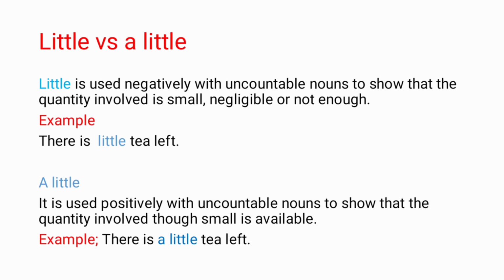The second one is a little. A little is used positively with uncountable nouns to show that the quantity involved, though small, is available. For example, there is a little tea left. That means there is some tea left, even though it is small. You should also note in this case that a little is used positively.